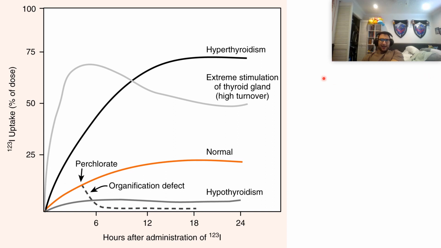So because of how the thyroid gland traps iodide through that symporter, you can actually measure how functional the thyroid is by radioactive iodine uptake. All right, radioactive iodine uptake.